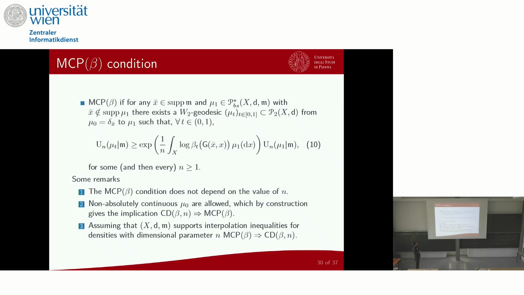Okay, some remarks. This MCP beta does not depend on the value of n, actually, because you can see that it disappears. We allow non-absolutely continuous mu0, and in some sense this technically simplifies the implication, or gives the implication CD beta n implies MCP. It is contained in the theory in this way.